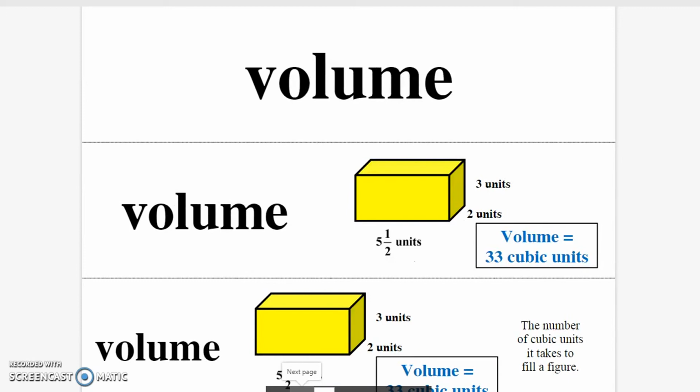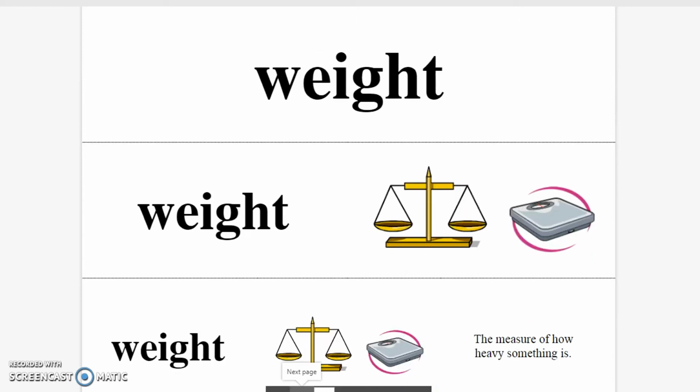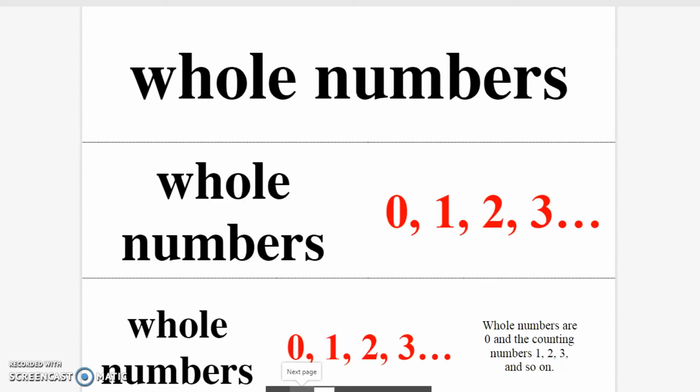Volume, the number of cubic units it takes to fill a figure. Weight, the measure of how heavy something is. Whole numbers. Whole numbers are 0 and the counting numbers 1, 2, 3, and so on.